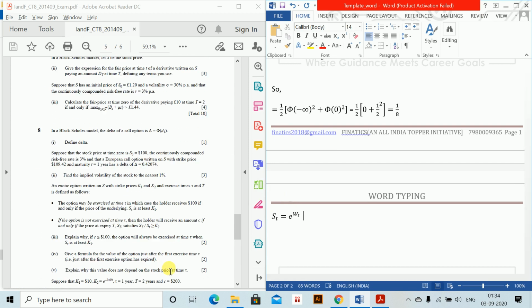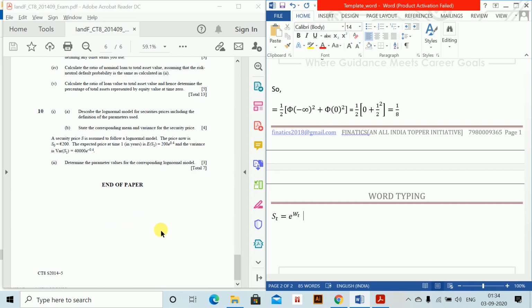Coming to the last question of this paper. Describe the log normal model for securities, the definition. Again a theory question. State the corresponding mean and variance. Theory question. The security price S is assumed to follow log normal. The price is now S0 equals 200. The expected price at time 1 year is 200 e to the power 0.4, and the variance of S1 is 40,000 e to the power minus 0.4. Determine the parameter values for the corresponding log normal model.